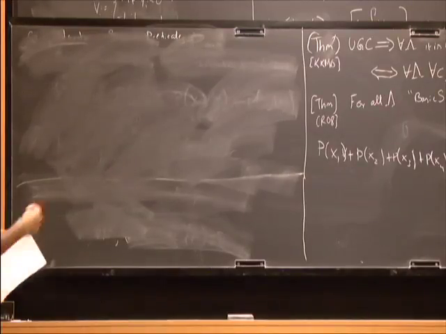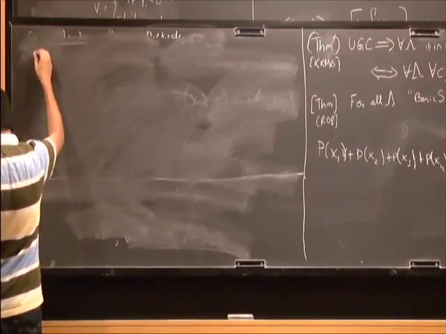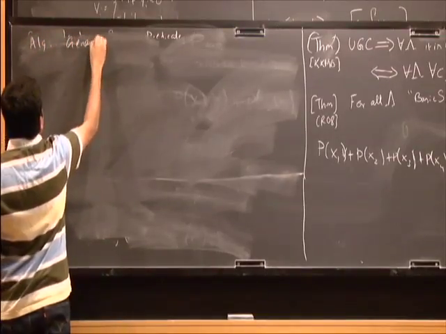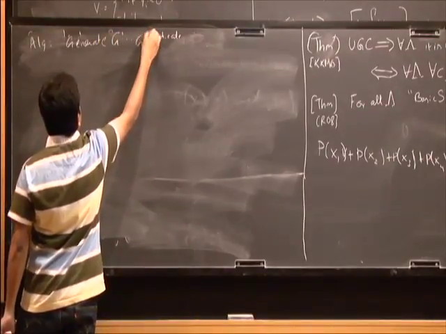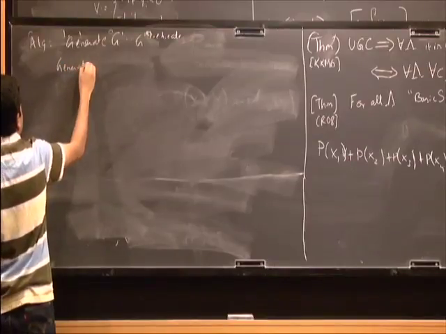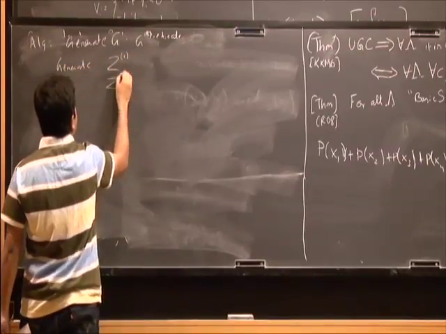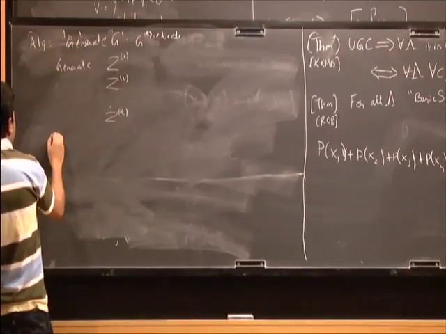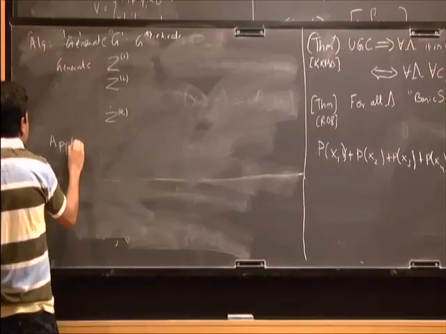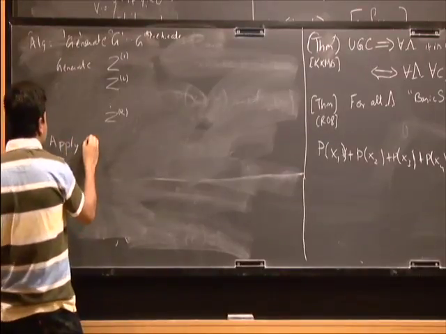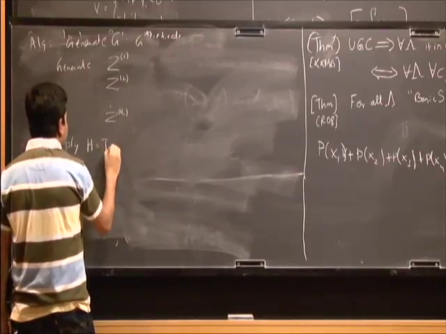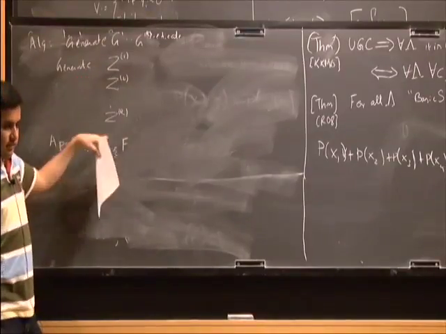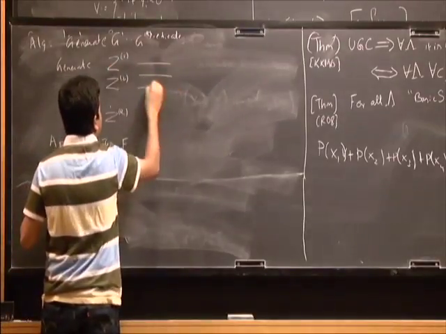So now let me state the algorithm itself directly. The algorithm is just: generate g1 to gR, random Gaussians. Then from them you generate these rows z1, z2, up to zR, R independent copies. And you apply, let's say, h equal to T_{1-epsilon} f. You have a polymorphism f, look at the smoothened version, and apply it on these things. So you apply it column wise.